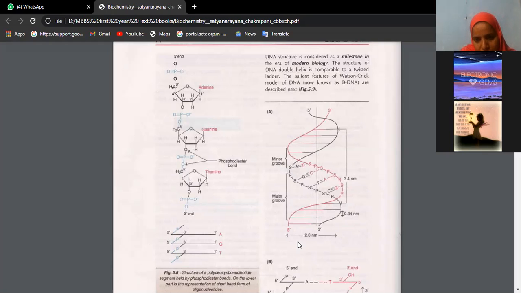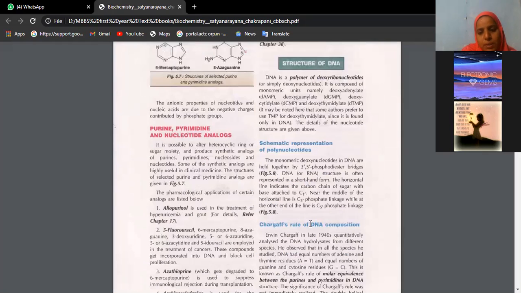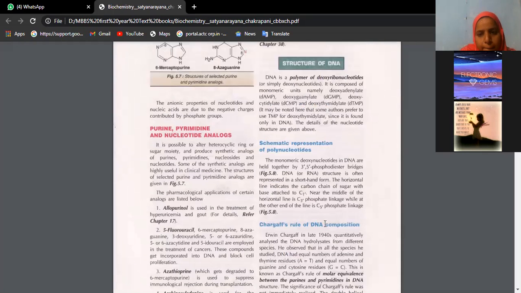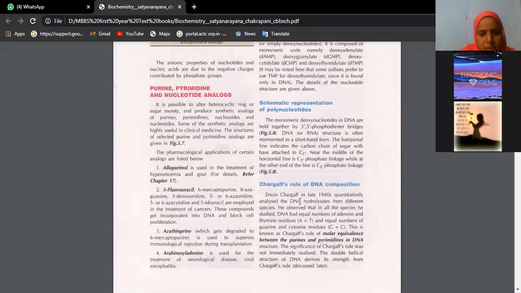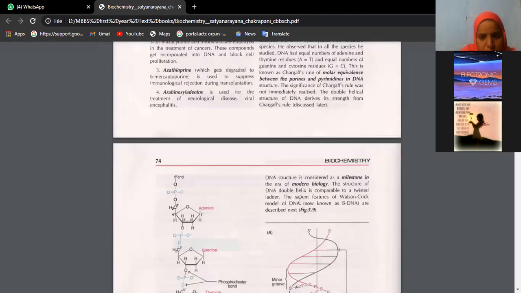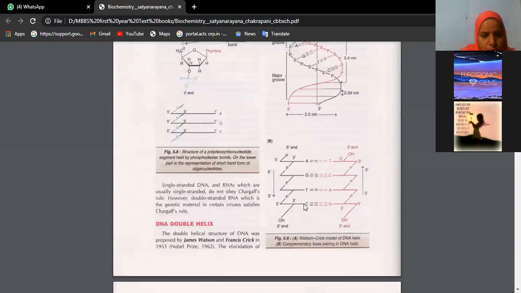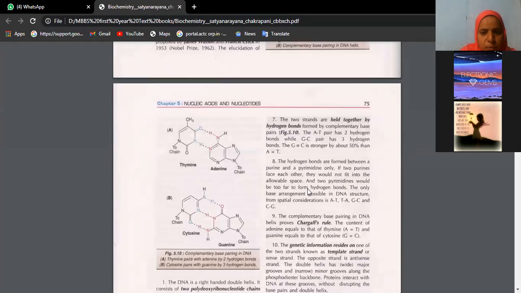The diameter is something like 2 nanometers, but you just practice this diagram and Chargaff's rule of base pairing, adenine, T, G, C, that you write. This is quite a classical type of model which you can easily understand. Apart from this, we have other types of DNA also. This is the Watson and Crick model, for which they won the Nobel Prize in 1962.